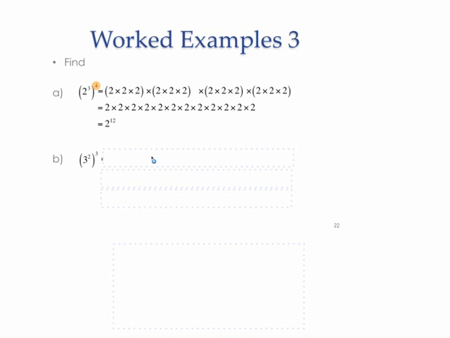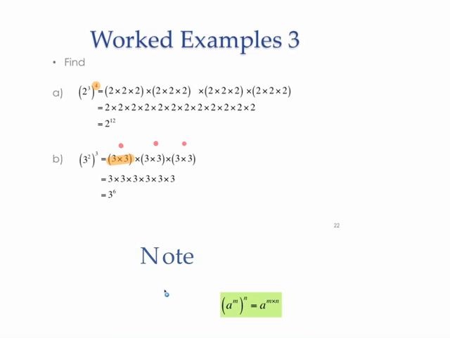We've got 3 squared, all cubed. So here's my 3 squared. So that is my 3 squared. And it appears 3 times. 1, 2, 3. Okay, so if I was to write that out, I get this. And then I've got 3 lots of 2, which is just 6. So I've got 3 to the 6.